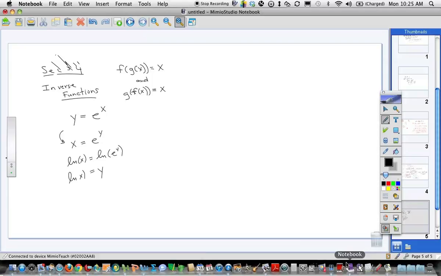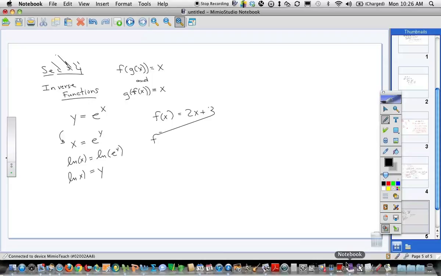All right. If I gave you this function, f of x equals 2x plus 3, which is just a diagonal line, slope of 2, y-intercept of 3, and I said to write its inverse function.